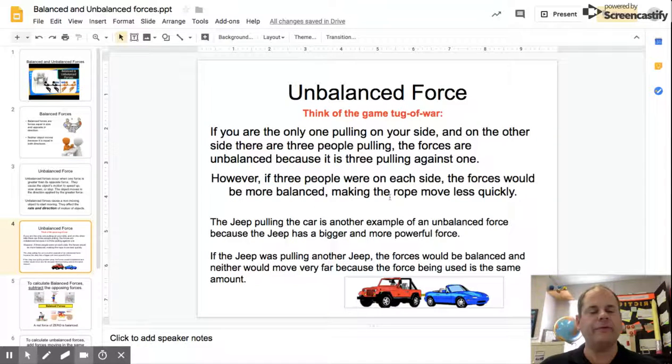Now, an example of an unbalanced force is this. This little blue car is stuck. We don't know what happened, but the engine quit. Maybe the tire went flat and he needed to be towed. So this Jeep came to the rescue, hooked a rope to the blue car, and the Jeep was stronger than the blue car. So the Jeep was able to have an unbalanced force on the blue car and move the blue car to the repair shop.